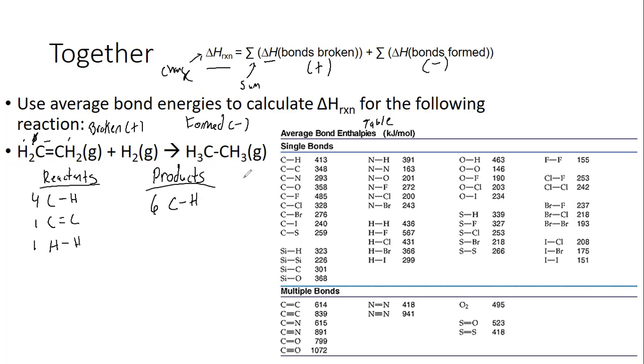And the way I'm getting that, and it might actually help to draw these out, let me draw it down here. So that's H3CCH3, right? So you can see when I draw it out like that, I have six carbon hydrogen single bonds and one carbon carbon single bond. All right. Any questions how I figured out what type of bonds we have in the reactants and the products before I move over to the calculation?